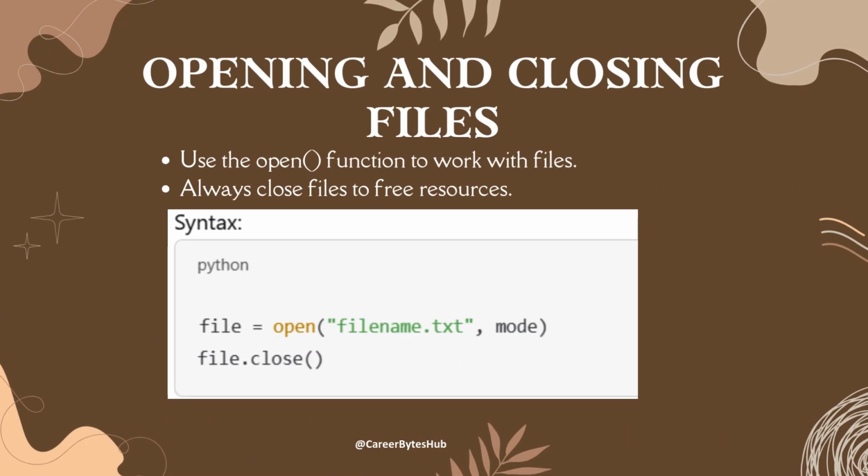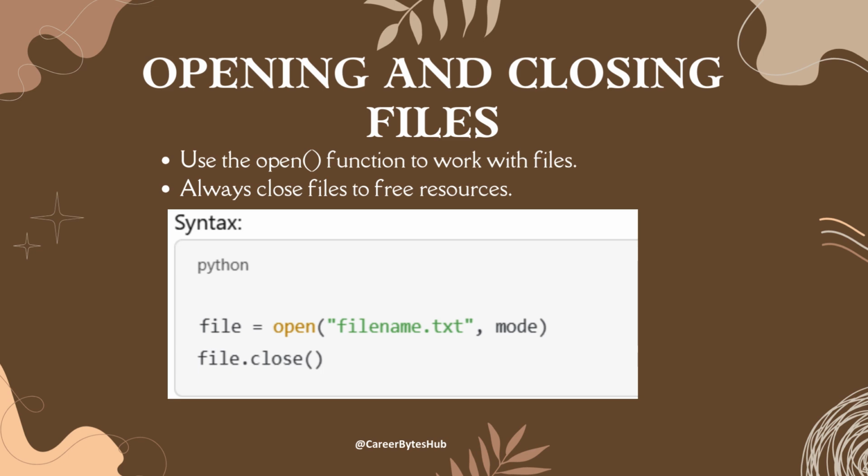To start working with files, you need to open them using Python's open function. This function allows you to specify the file name and the mode in which you want to open the file. After working with the file, it's important to close it using the close method. Closing files ensures that system resources are released and prevents errors. Here's an example. We open a file named example.txt in read mode and close it after processing. Let's look at this step by step.